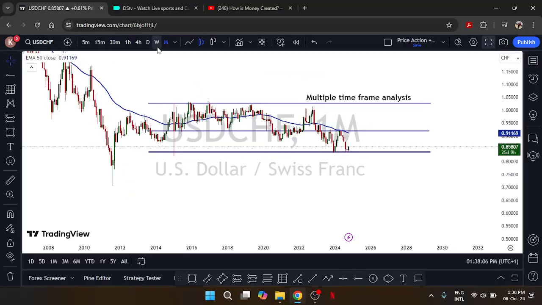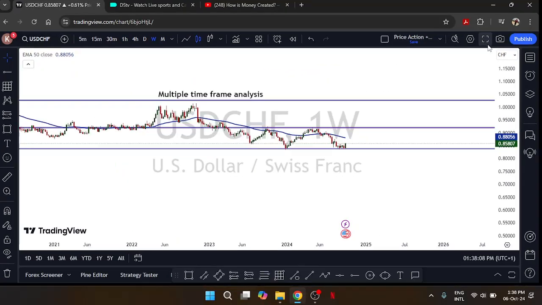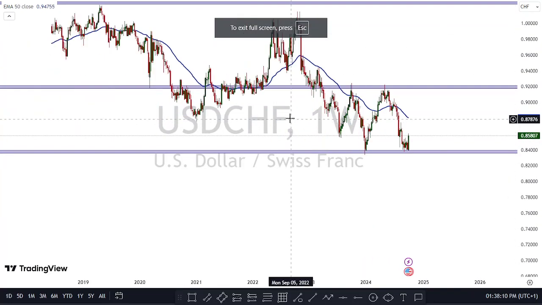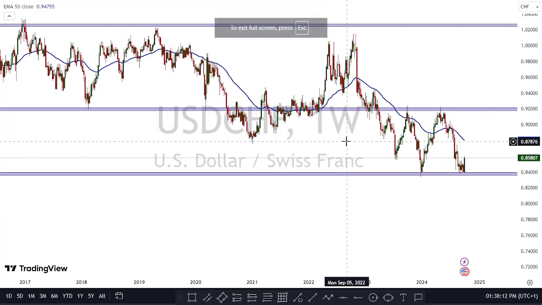So that's it on the weekly. I'm just on the monthly because the weekly was not clear for me. But most times I always start from the weekly. All the time I start from the weekly as a day trader, and I'm just there to plot levels.